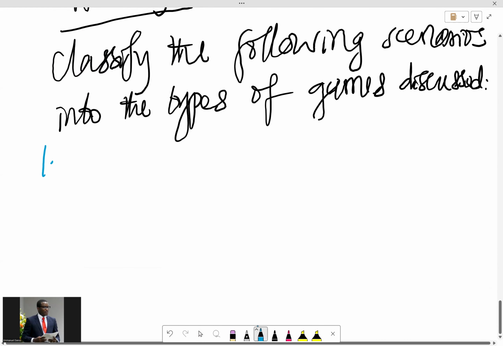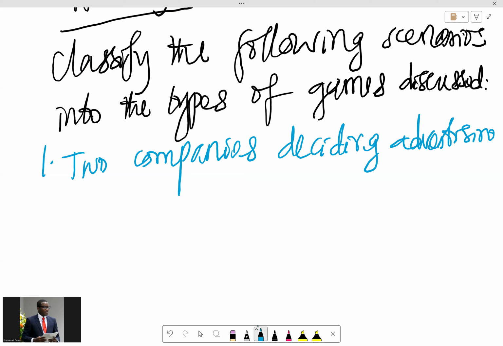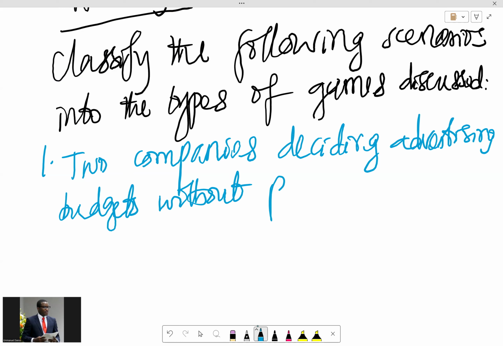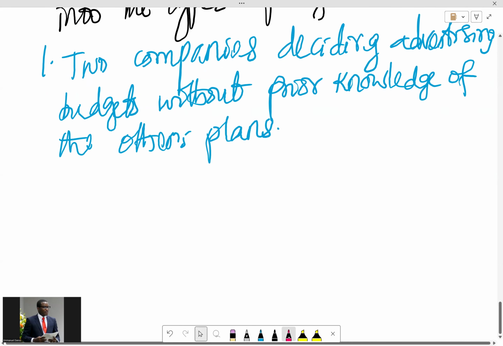The first one is this. Two companies deciding advertising budgets without prior knowledge of the other's plans. You can tell me in the comment section what kind of game this is.